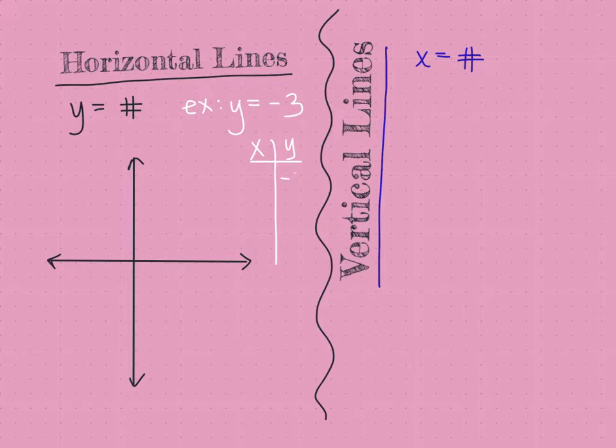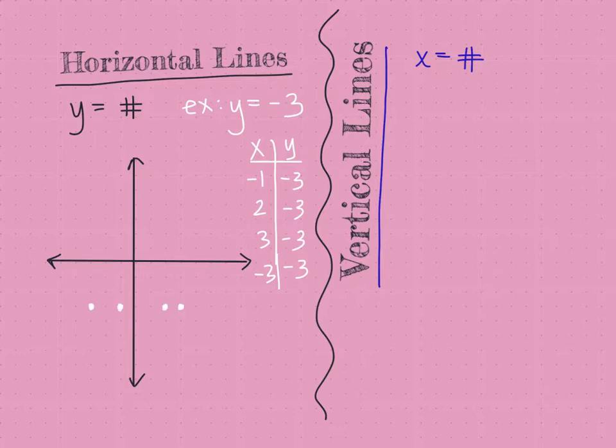So, as long as y is -3, we're fine. I'll plot 4 points. And I'll plug in -1, I'll plug in 2, I'll plug in 3, and I'll even plug in -3, whatever. So long as y is -3, it is on this line. So let's plot those points.